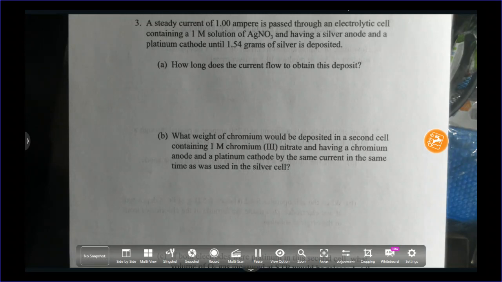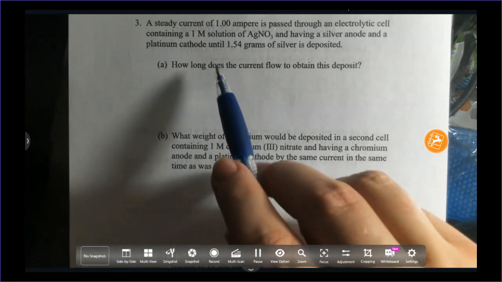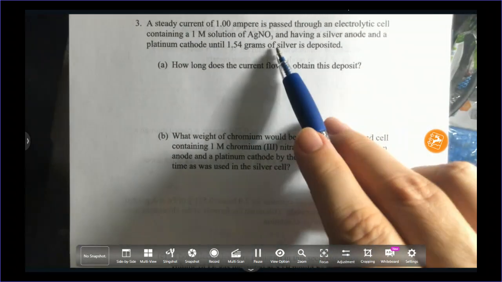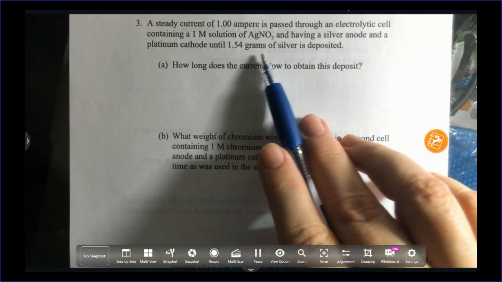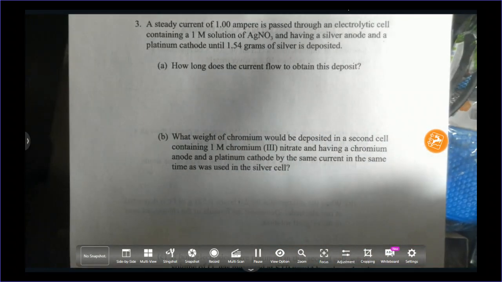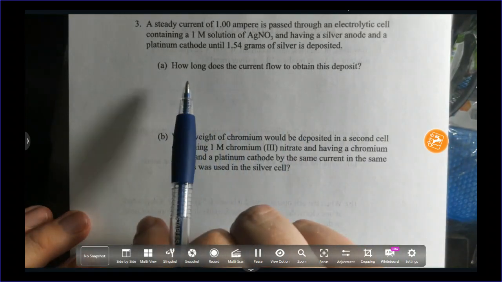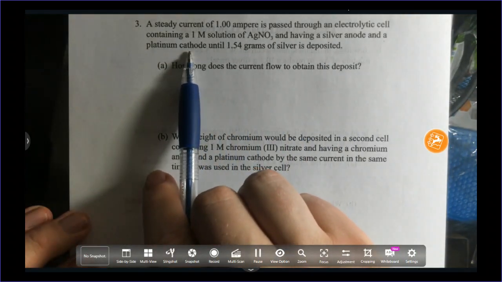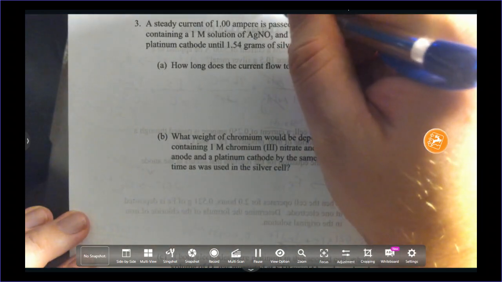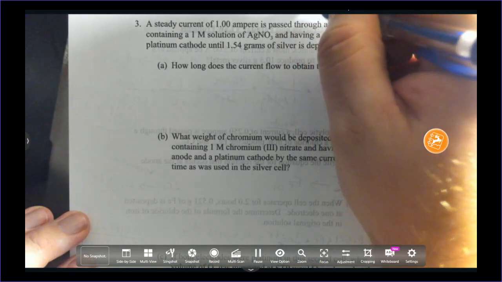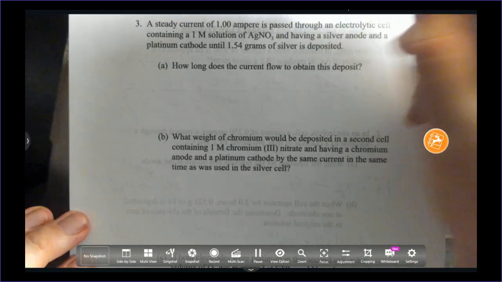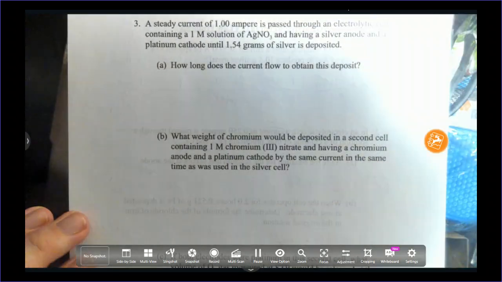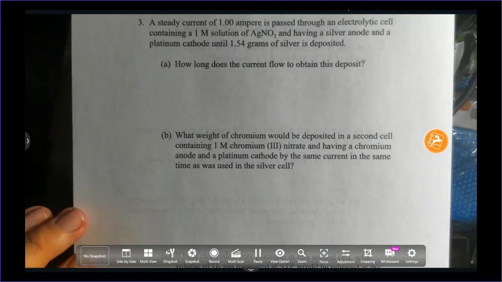A steady current of 1 amp is passed through an electrolytic cell containing a solution of silver nitrate and having a silver anode and a platinum cathode until 1.54 grams of silver is deposited. Okay, so don't be confused on the reading of this. What's happening here is that the platinum electrode is inert, but it is the cathode. So that's where, from this solution of Ag positive and nitrate swimming around, as we pump electrons into this solution, we're going to make silver metal. And that's going to happen at the platinum electrode.